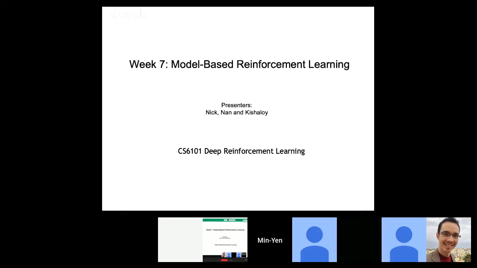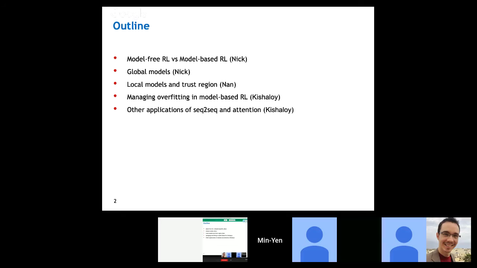I'm Nick. So today, three of us will share this lecture. I will first talk about model-free reinforcement learning versus model-based reinforcement learning, and then the global models. Then we'll cover local models and trust regions, and then Kishaloy will talk about managing overfitting in model-based RL and the other applications. I don't think this is a correct outline. It should be image-based reinforcement learning.